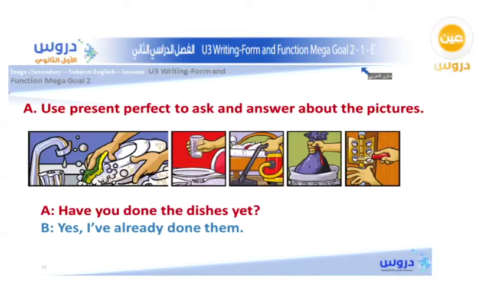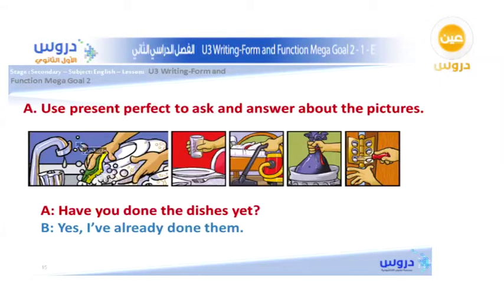Okay, so now we'll move to a further example. It says here, use the present perfect to ask and answer about the picture. So we do have different pictures. Let's comment on them. The first one is regarding washing dishes. The other one is drinking, I believe drinking water, and vacuuming, and taking out the trash, and trying to fix the door. Okay, so what we need to do now is to form a question on each picture and answer them as well.